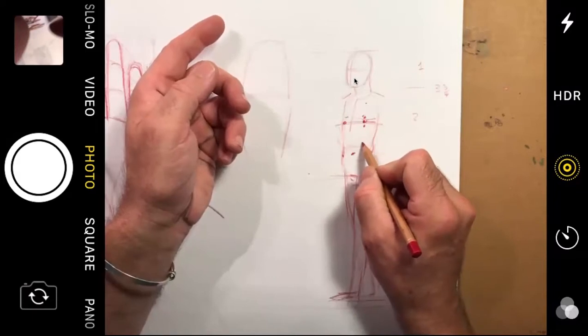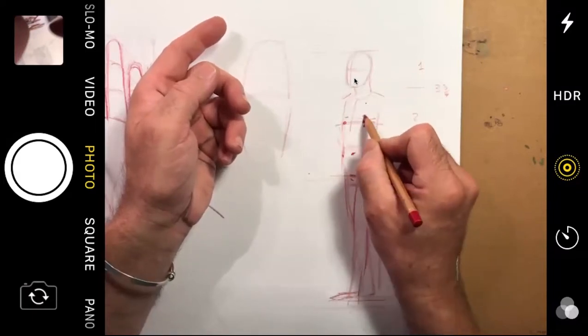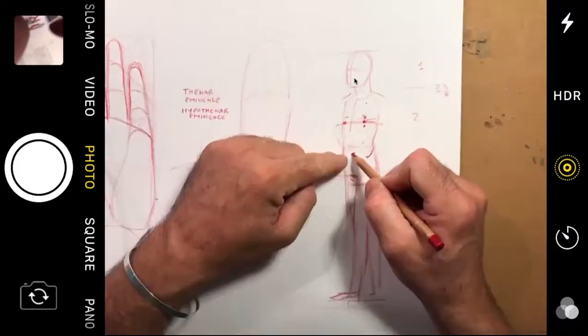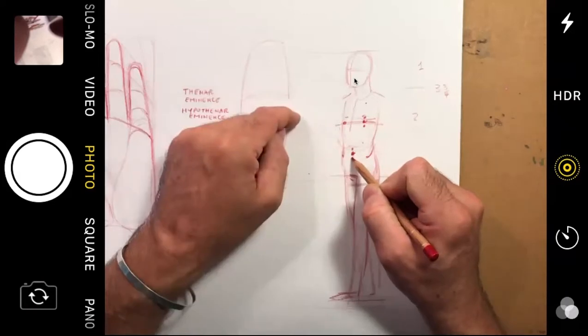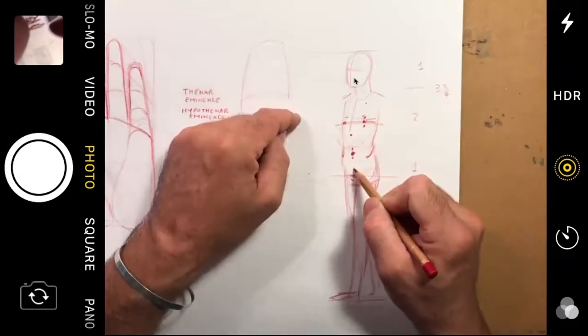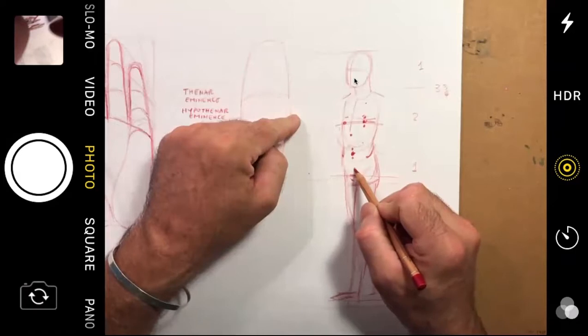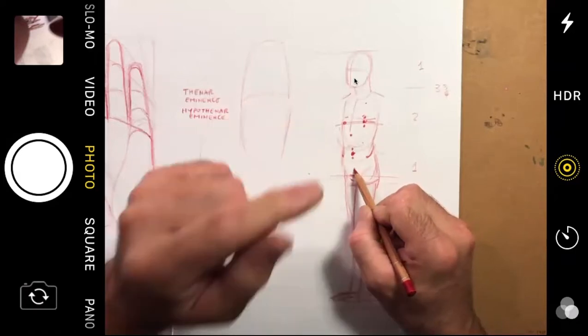You know what I'm saying? They're going to be in this area here. That is still statistical. The umbilicus should be the third head down. The umbilicus is going to be here, or here, or here. But it's not going to be here, or here. Make sense? Yes, makes sense.